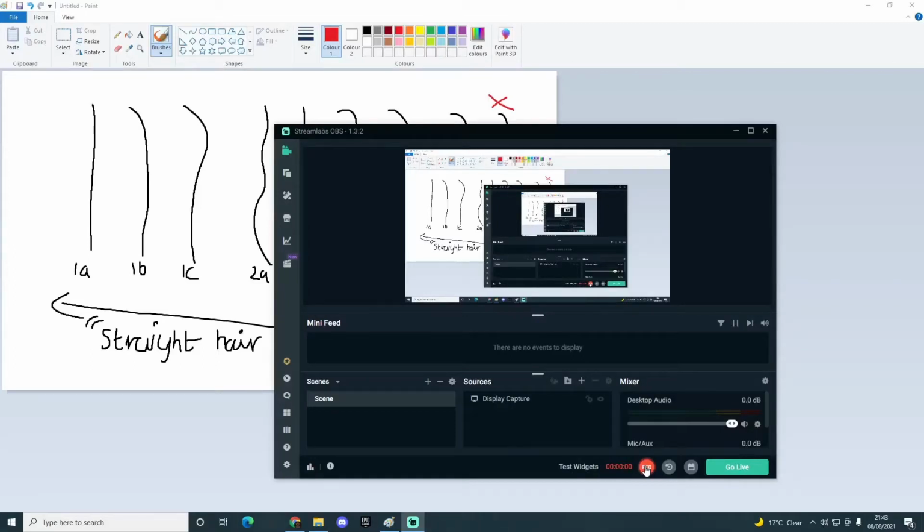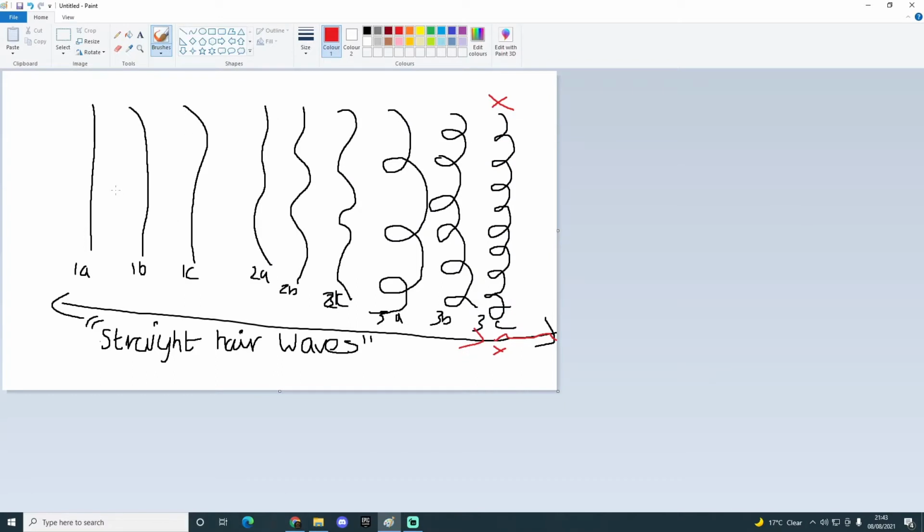Alright, let's talk about hair textures for straight hair wavers. This can vary from one hair texture to the three. If you don't know what I mean or what this looks like, I've drawn this image that you can see on the screen to show you what I mean.